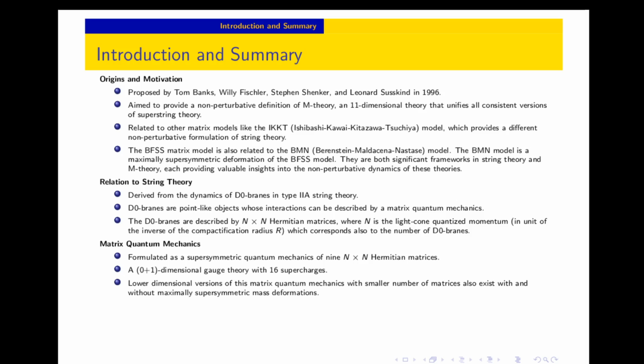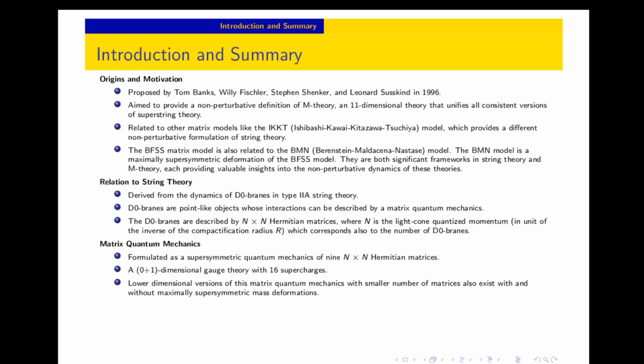The BFSS model emerges from the dynamics of D0 branes in type 2A string theory. These D0 branes are point-like objects whose interactions can be described by matrix quantum mechanics. In the BFSS model, the D0 branes are represented by Hermitian N times N matrices, where N corresponds to the light cone quantized momentum and the number of D0 branes.